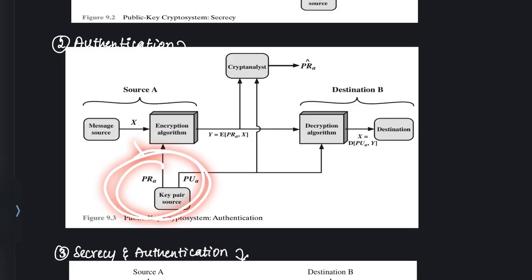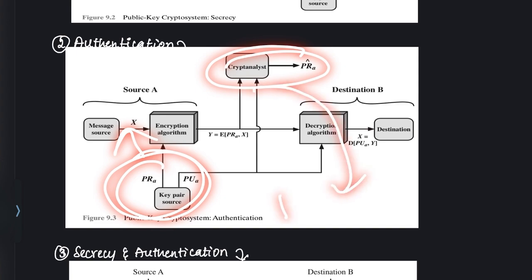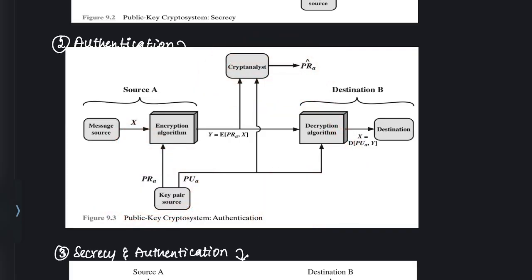When the private key is being used for encryption, if a cryptanalyst obtains the public key of A from the directory, then he can directly read the message, right? So thereby this has a threat.